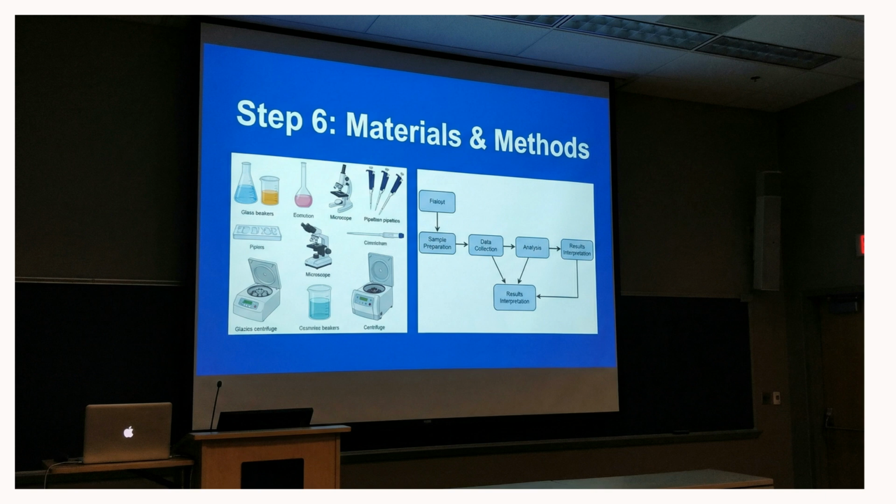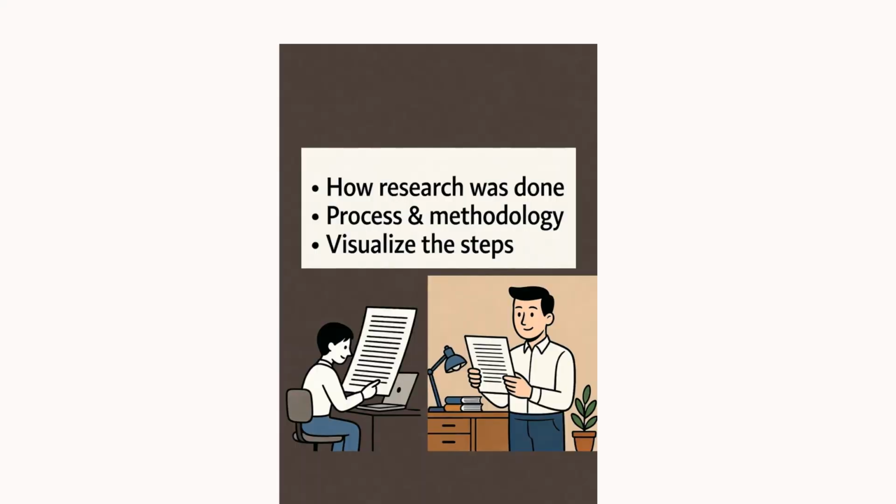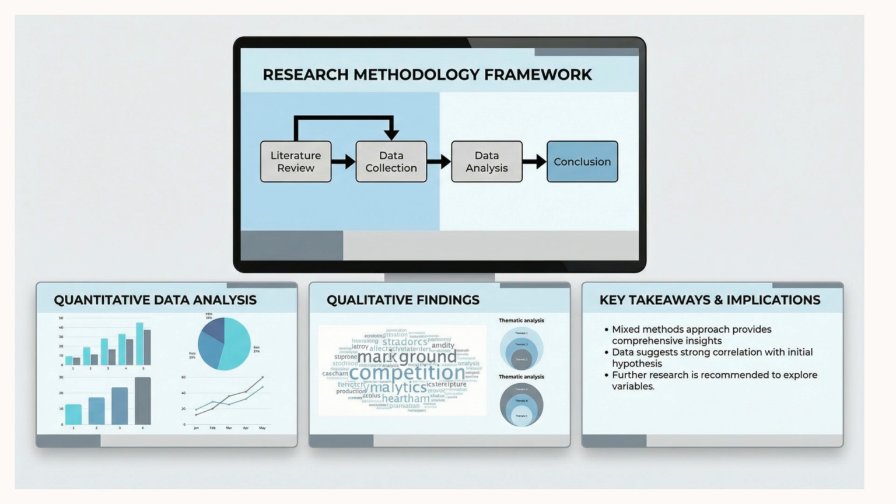Step 6. Materials and methods. Next comes the materials and methods section. For beginners, this section is extremely important. It shows you how the research was actually done. While reading, try to visualize the process and match it with any diagrams or flowcharts given. For experienced readers, often just looking at the methodology diagram is enough.